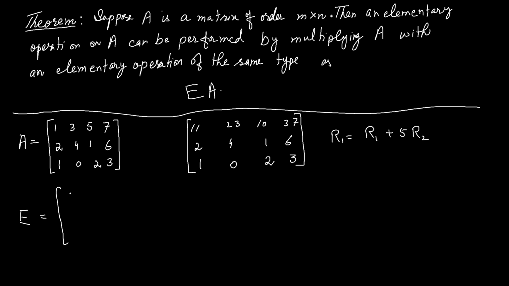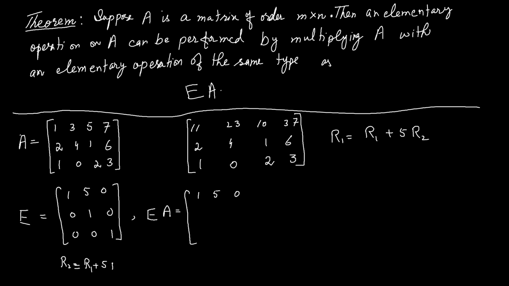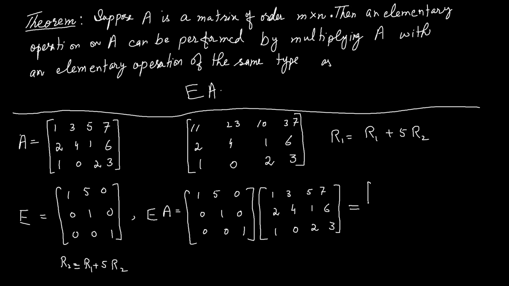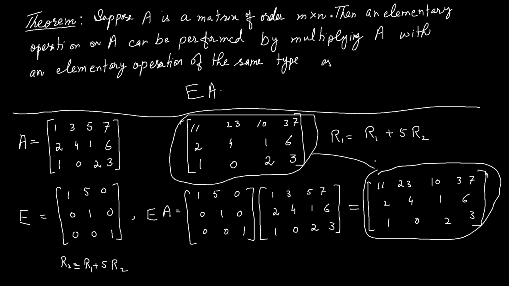We create the same type of elementary matrix again by performing the same operation on the identity matrix. Now let us multiply E with A. We can see that we again got the same 2 matrices.